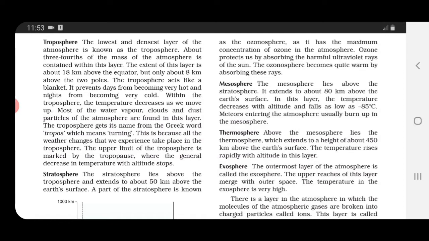Now here, remember this thing. We studied in mesosphere that the temperature decreases with altitude, right? But here in thermosphere, the temperature increases. It rises rapidly. Rapidly means fastly, okay? With altitude, that means with height in this particular layer.